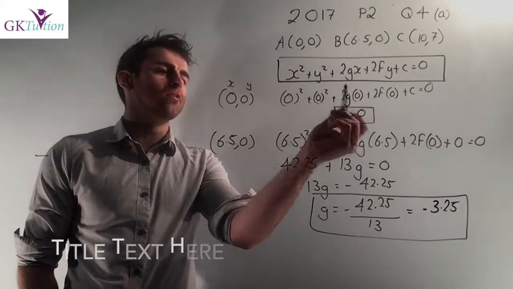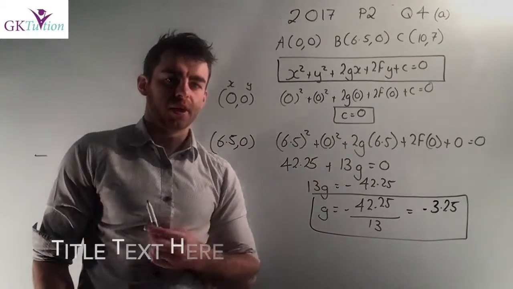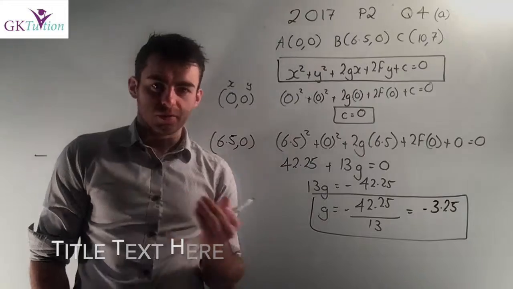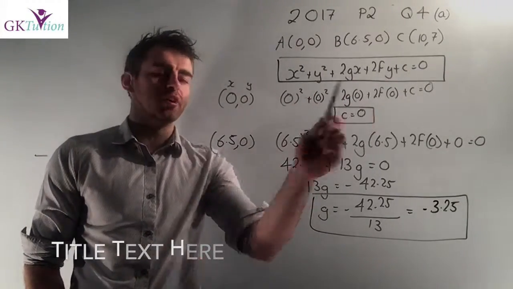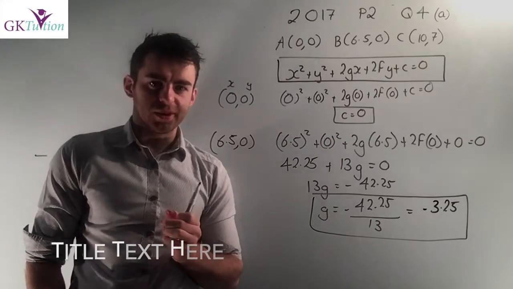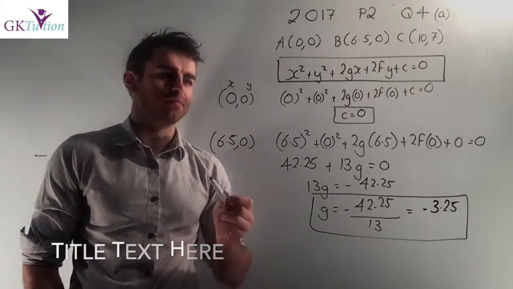In this equation you have three unknowns: g, f and c. If you're able to find g, f and c, you can write the equation of any circle. If you've been given three pieces of information and you have three unknowns, you should realize that the easiest way to do this question is by simultaneous equations.